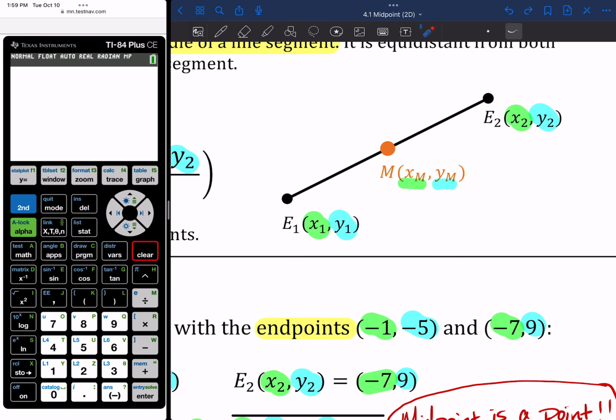What does that mean? We have a line segment. It has two endpoints, E1 and E2. The midpoint is exactly in the middle. It is the middle point of our line segment. It bisects. That just means it cuts it in half. So if you took a stick and you broke it at the midpoint, you would have two equal parts. So this part would just equal this part.